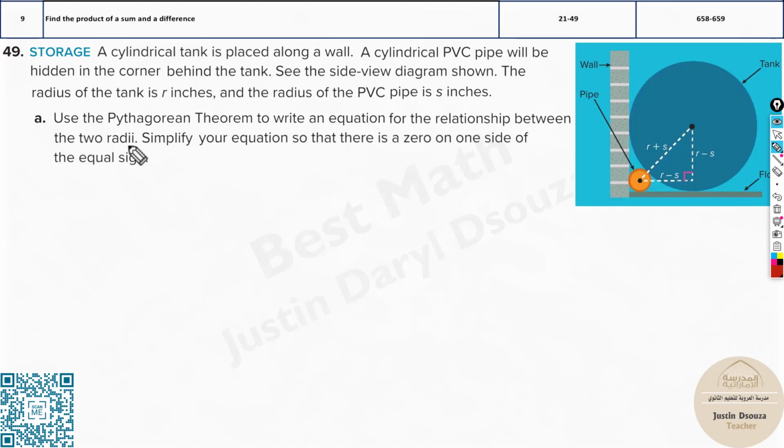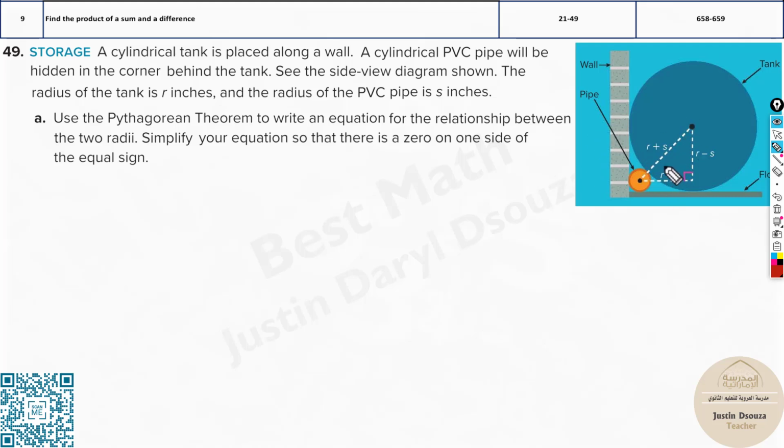Okay, it's in inches. Use the Pythagorean theorem to write an equation for the relationship between the two radii. Okay, we have to write how they match by using Pythagoras' theorem. Simplify the equation so that there is a 0 on one side of the equal sign. Basically, we need to simplify everything so that there is 0 on one side. We have to just get everything to one side. That's what they mean. Let's start solving.